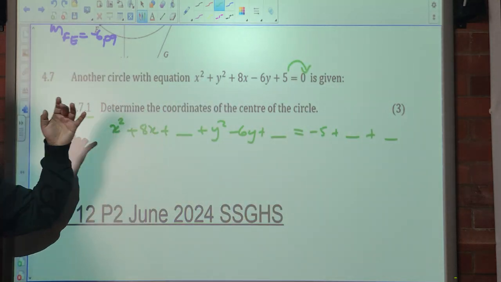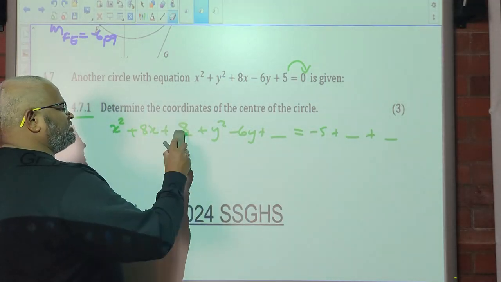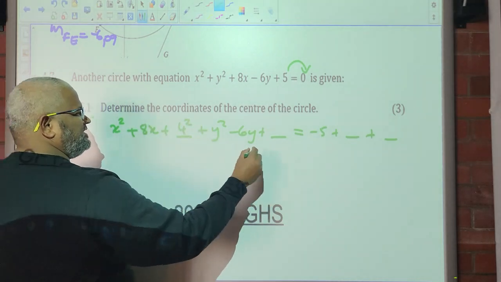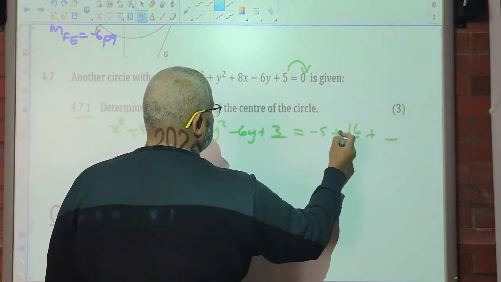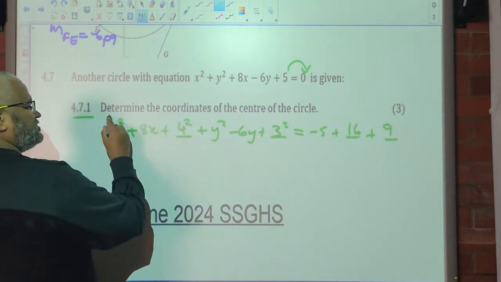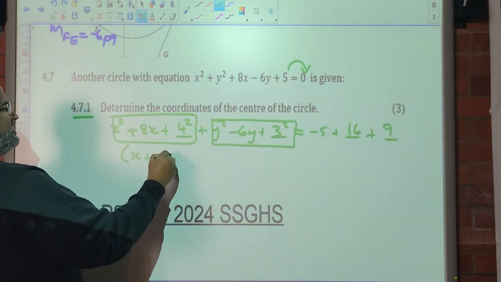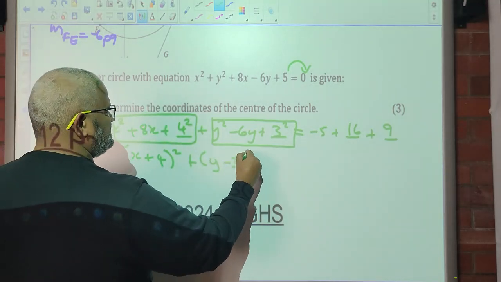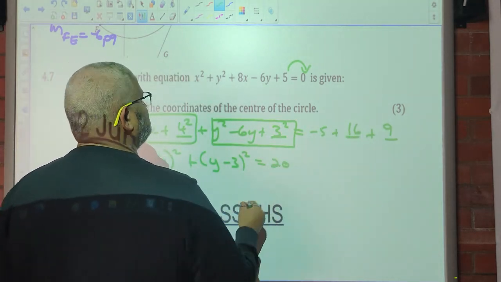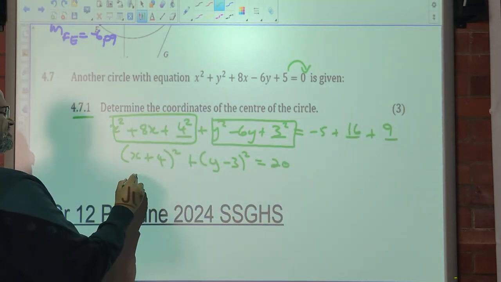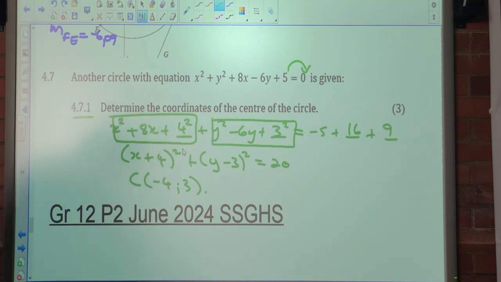So how do I get this number to complete the square with? It's going to be b, which is 8, times a half, which is 4. And 4 squared is 16. What is 6 times half? 3. And 3 squared is 9. So there's your perfect square trinomial there, which is x plus 4 squared plus y minus 3 squared is equal to 9 plus 16, which is 25, minus 5 is 20. The coordinates of the center are negative 4 and 3.